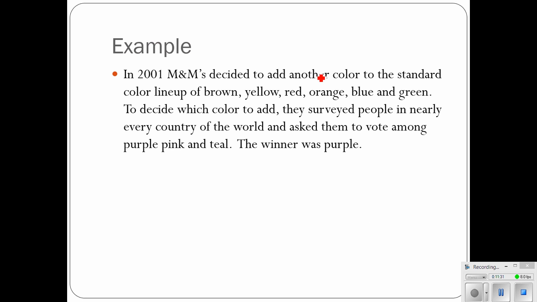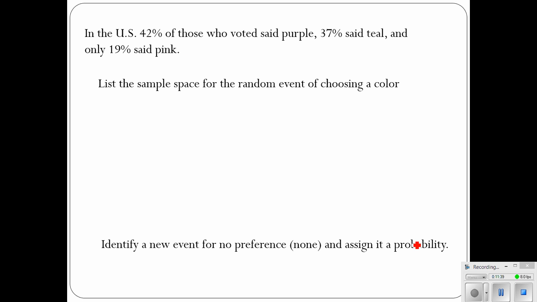Right? So in 2001, M&M's decided to add another color, and they surveyed people in nearly every country, and the winner ended up being purple. In the U.S., 42% of those voted said purple, 37% teal, and 19% said pink. So let's list the sample space of choosing a color: purple, teal, pink, those were the 3 colors.